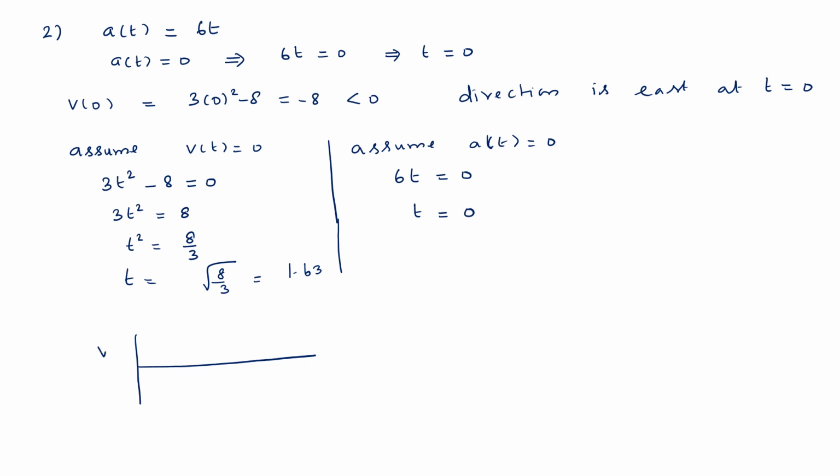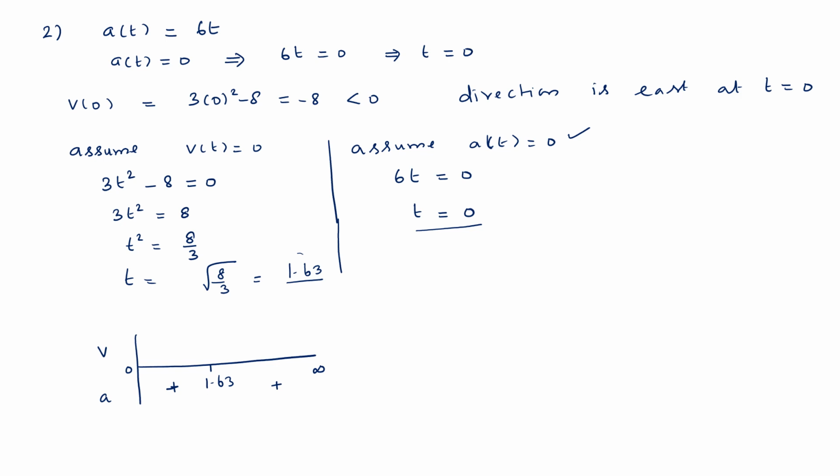Here V of t are simply V, here A, and here 0. So what are the values here? t equal to 0, t equal to 1.63. So t equal to 0 is here, t equal to 1.63 is here, and more than 1.63 up to infinity. So t equal to 0 when assuming A of t equal to 0. So for t value more than 0, acceleration is positive. So both the direction it is positive, both the place, both the interval.